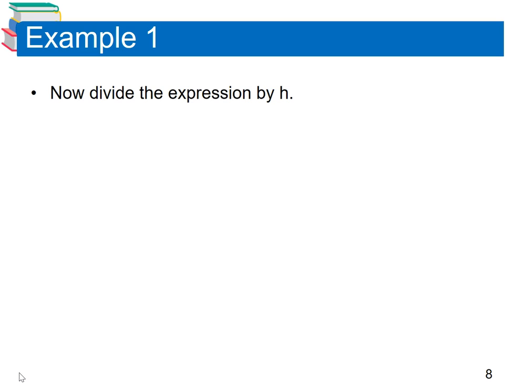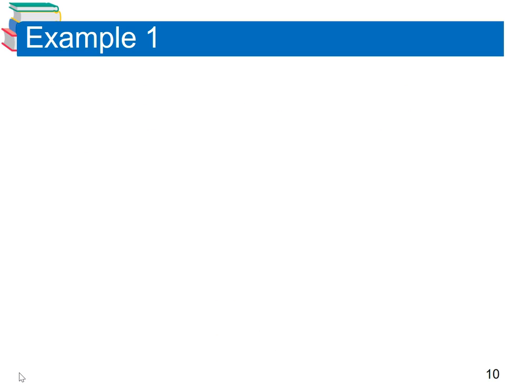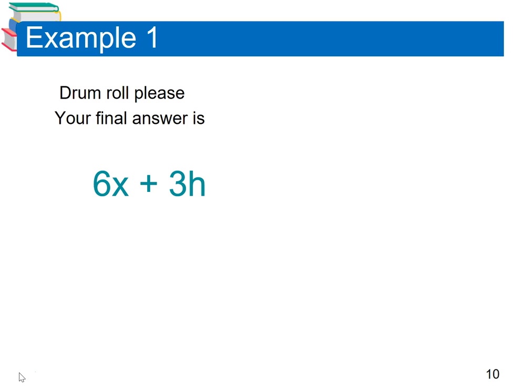Next up, we're going to divide the expression by h. So take that expression that you just got, divide everything by h, and simplify this expression by factoring an h from the numerator. So the first one, we do 6xh plus 3h squared. We factor that out, and we cancel out the h. And drum roll, please. Your final answer is 6x plus 3h.